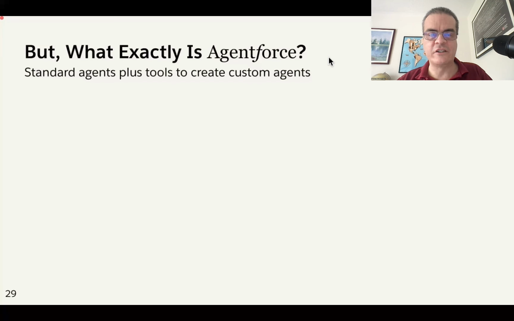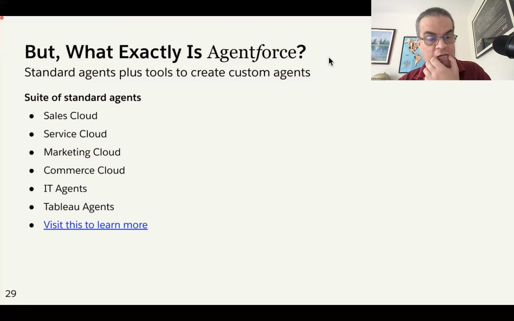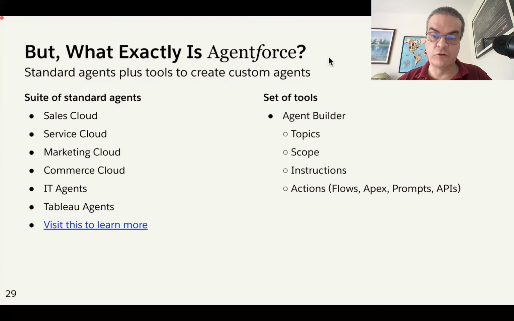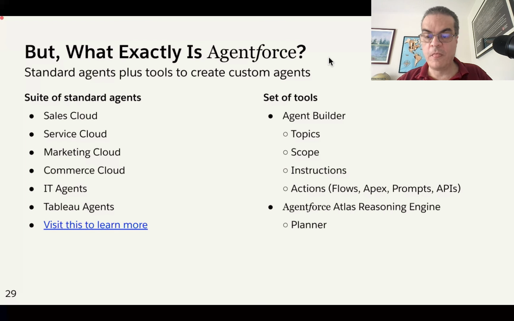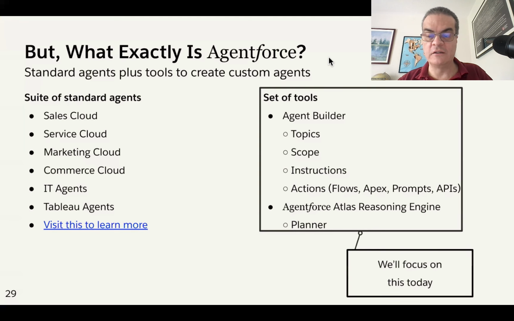But what exactly is Agentforce? Well, with Agentforce, you have two types of agents. You have standard agents for Sales Cloud, Service Cloud, Marketing Cloud, etc. And you have a set of tools. Those tools include, of course, Agent Builder, where you build your topics, your scope, your instructions. It also has the actions that can be invoked, like flows, Apex, prompts, APIs. It has the Atlas Reasoning Engine, which is the planner, the one that decides which action to execute. All of that is what we're going to be focusing on today.